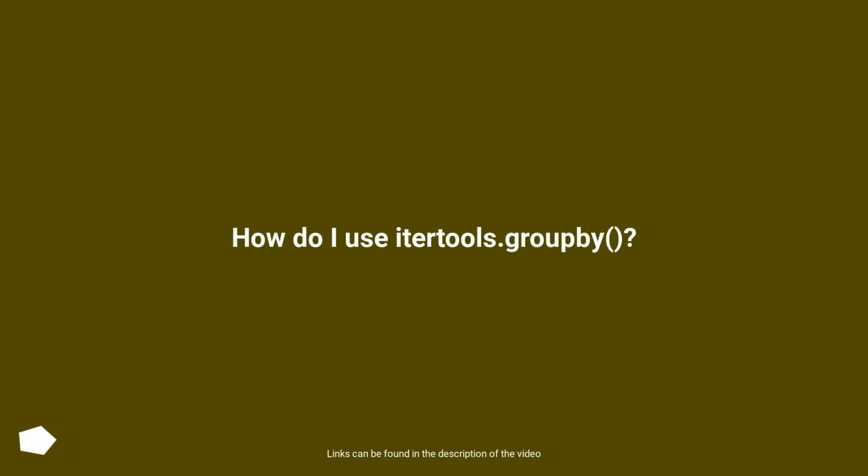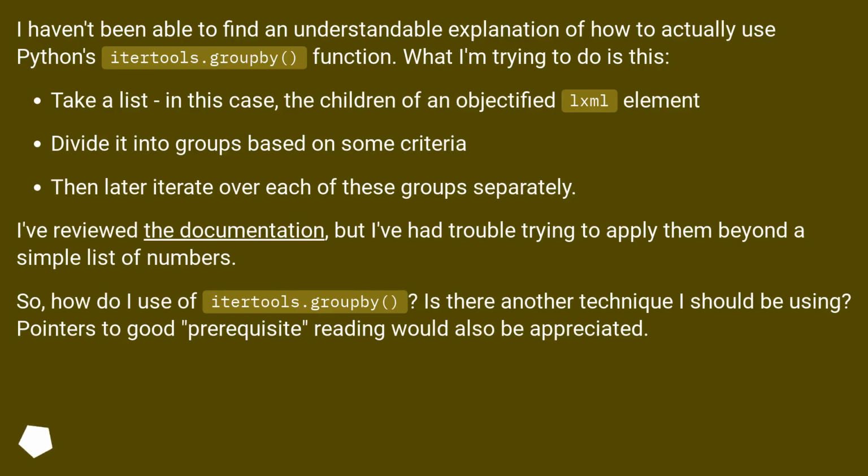How do I use itertools.groupby? I haven't been able to find an understandable explanation of how to actually use Python's itertools.groupby function. What I'm trying to do is this: take a list, in this case, the children of an objectified LXML element, divide it into groups based on some criteria, then later iterate over each of these groups separately.